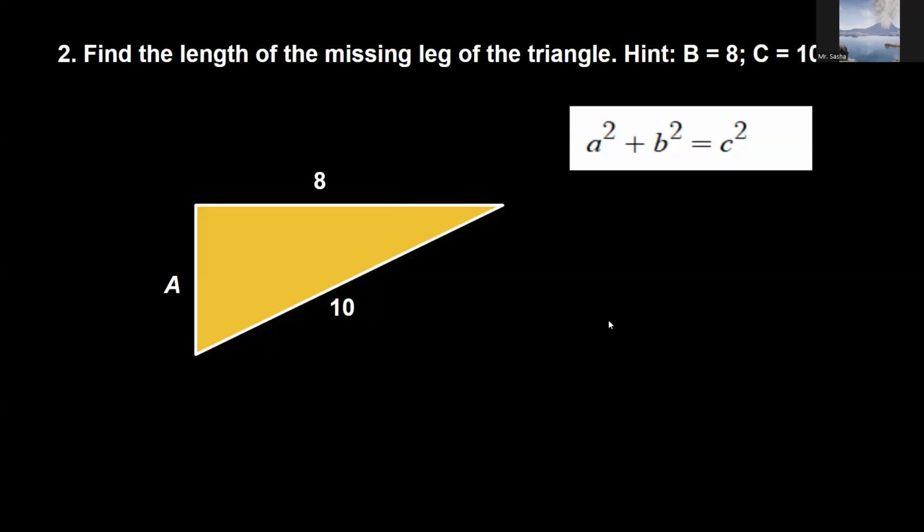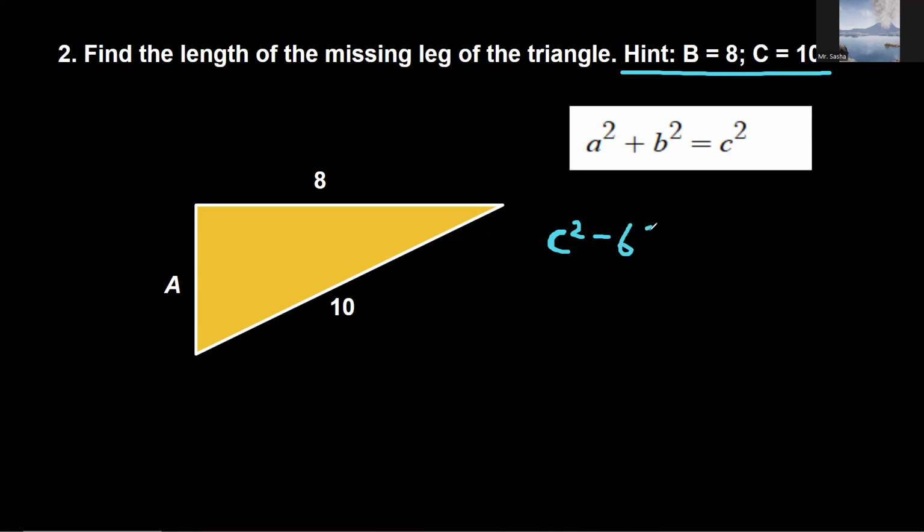Next one. Okay, so now we have to find the missing leg. Always look out for the hints. So we have a hint over here. Now you can see that B is equal to 8 and C is equal to 10. So here, instead of using this, we can do the reverse. We can try C squared, yes. So we can reverse that, do this, C squared minus B squared is equal to A squared. Okay? This might not sound different, but it is.